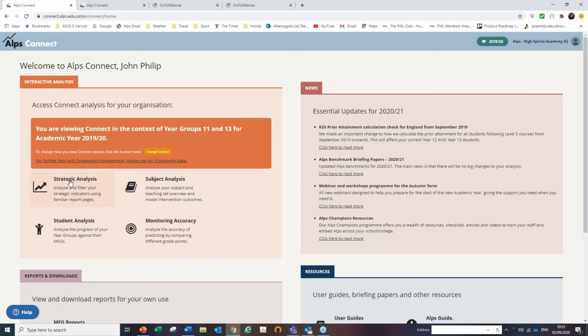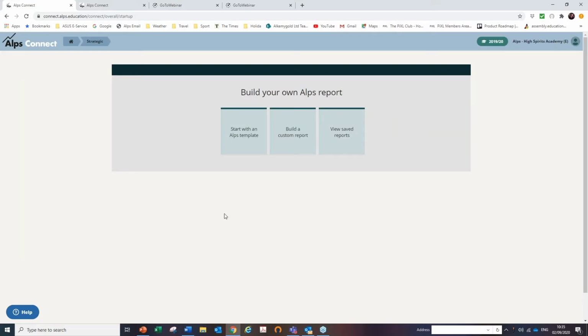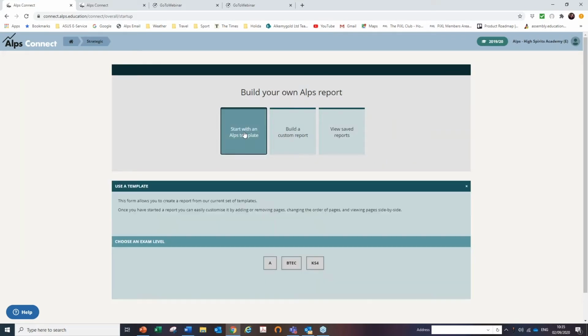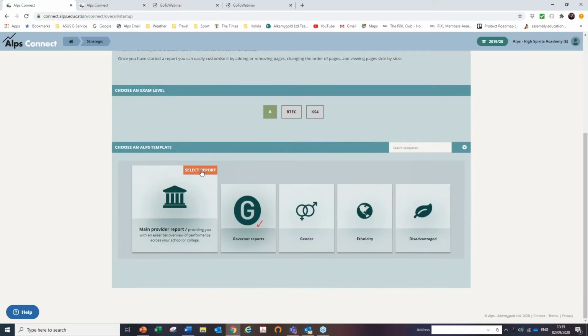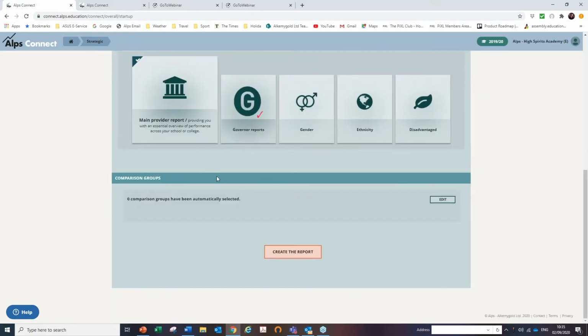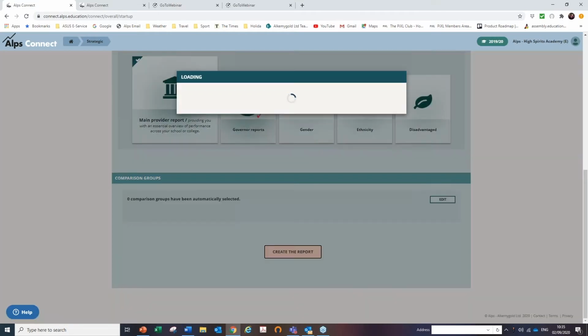And I'm going to take you first to the least interactive and perhaps therefore least interesting part of Connect Interactive, the strategic analysis. But I do want to make sure you all know how to do these tricks. And I'm starting here with an ALPS template. I'm going to request an A-level report. I don't at the minute particularly want to edit it. I just want to see the basic report.